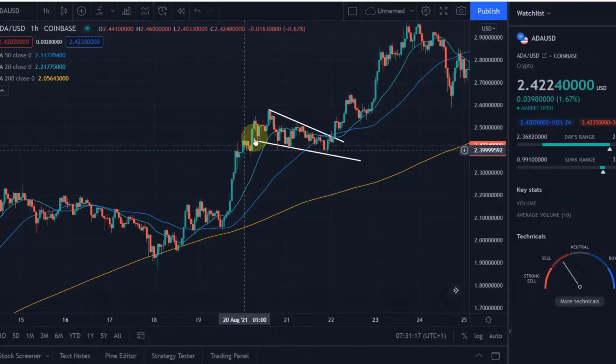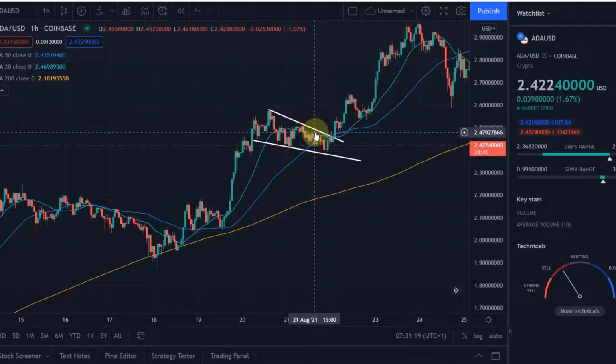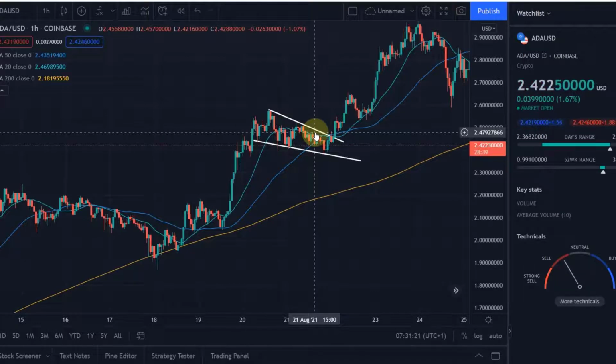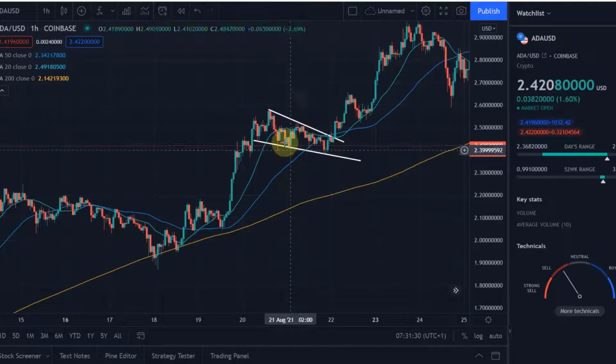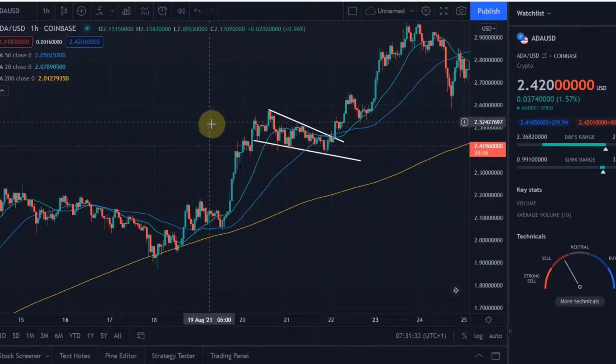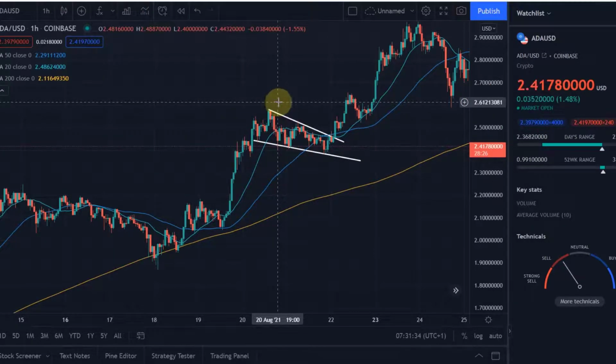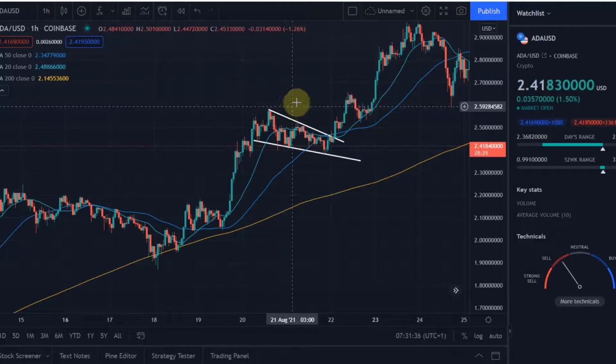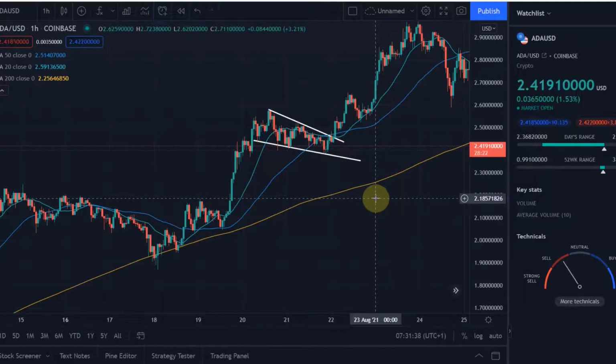So in this case, these wedges can also work as continuation patterns. Again, descending wedges are normally a bullish signal, and ascending wedges are a bearish signal. And it of course works the other way around. When you come from the upside with a downtrend and then you have an ascending wedge, this is also an indication that there could be a trend continuation following to the downside.